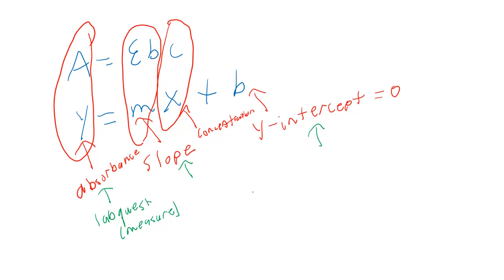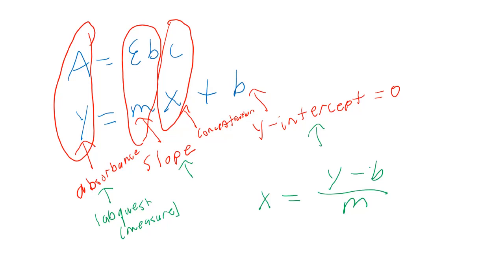And we can rearrange this equation algebraically. x is equal to y minus b over m. So if you wrote down your b and m values and you record your absorbance, then you can plug those values into the rearranged equation. And that's going to give you the concentration of your unknown.